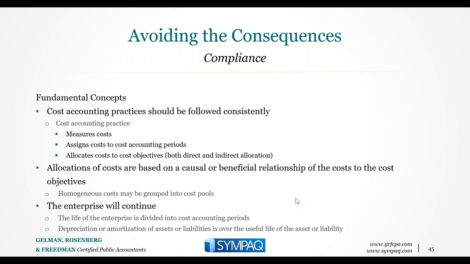Another fundamental concept associated with cost accounting standards is that allocation of cost is based on a causal or beneficial relationship of the cost to the cost objectives. So you can group homogeneous costs into cost pools and allocate those over a base that bears a causal or beneficial relationship with the cost. So what are homogeneous costs? Costs that support the activity over which they are allocated. The definition is costs that bear the same causal or beneficial relationship to all the elements of the cost pool.